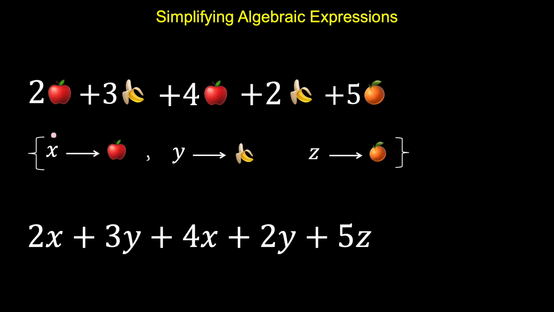As I said, the first thing is to find like terms, so we start by finding like fruits. In this expression we have 2 apples plus 3 bananas plus 4 apples plus 2 bananas plus 5 oranges. So we have apple, banana, and orange as variables like x, y, and z. And the real expression is something like this: 2x plus 3y plus 4x plus 2y plus 5z.